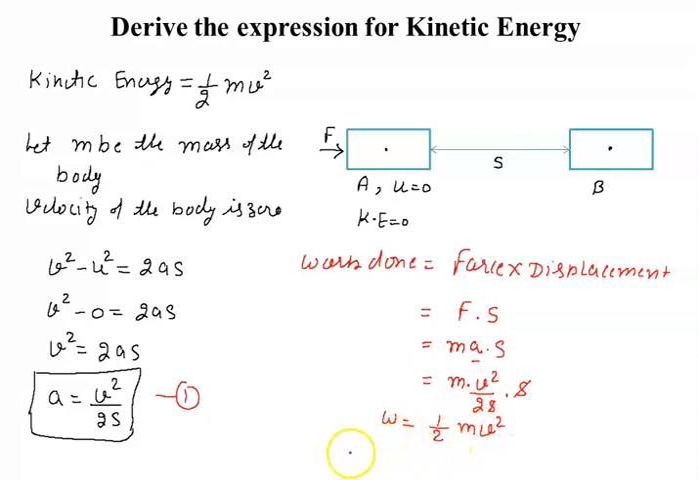So kinetic energy of the body at point B will be equal to 1 by 2 m v square. So we will write it here as kinetic energy is equal to 1 by 2 m v square. So this was the expression for kinetic energy of the body.